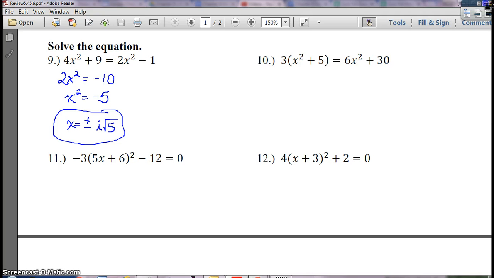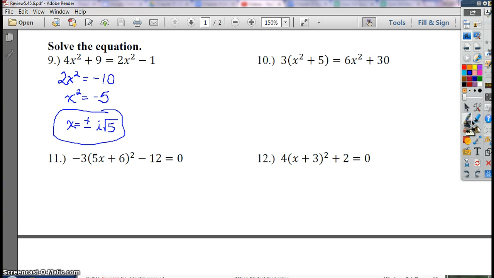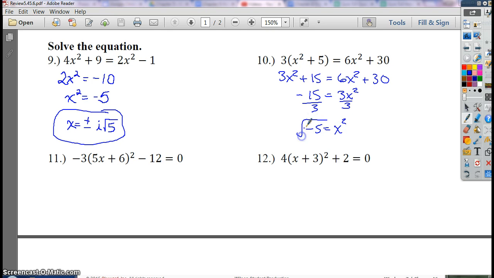Alright guys, let's take a look at number 10. So what I'm going to do here is I'm going to distribute this 3 and get 3x squared plus 15 equals 6x squared plus 30. I'm going to subtract 3x squared over to get 3x squared. I'm going to subtract 30 over here to get negative 15. I'm going to divide by 3. x squared equals negative 5 again, so square root. And then x would equal plus or minus i square root of 5. Okay. Going down to number 11.